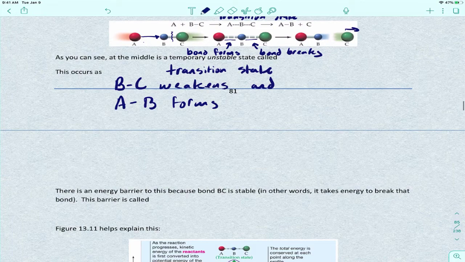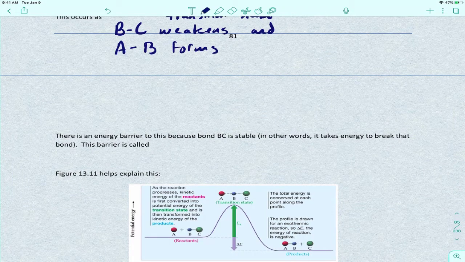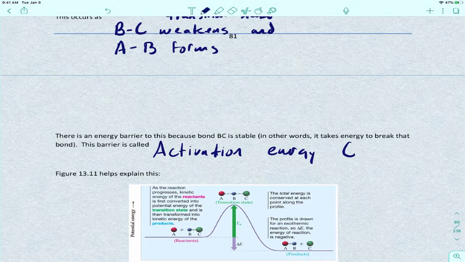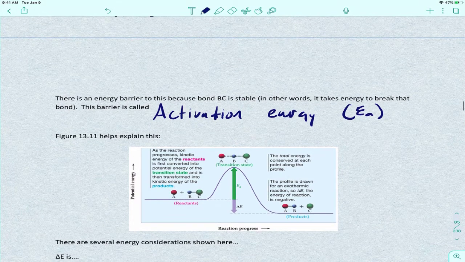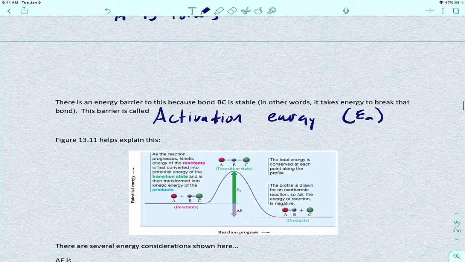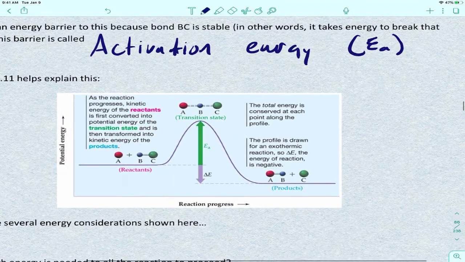Now there is an energy barrier to this because bond BC is pretty stable. In other words, it's going to take energy to break that bond. That barrier, we call in chemistry the activation energy. A lot of times we shorthand this as E sub A, activation energy. If we look at a reaction in a slightly different way, we're going to draw something called a reaction coordinate diagram.